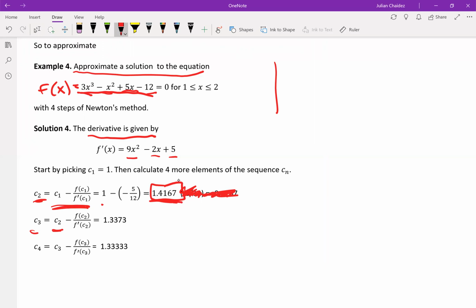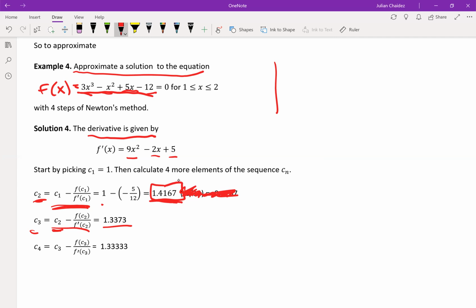So now I just plug C2 into this formula along with f of C2 and f prime of C2, which I can compute very easily by plugging in 1.4167 into f prime and f, okay? And when I compute this, it spits this number out. All right, so that's another step of Newton's method. And then now I do one more step.